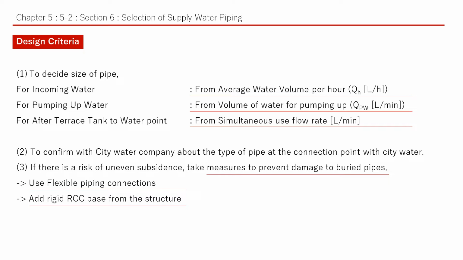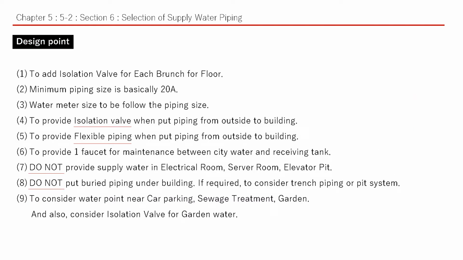Item 3. About incoming water, if there is a risk of uneven subsidence, take measures to prevent damage to buried pipes. For example, we can consider using flexible piping connections, and adding rigid RCC base from the structure as countermeasures. Item 1. To add isolation valve for each branch for flow. Item 2. Minimum piping size is basically 20A. Item 3. Water meter size to follow the piping size.